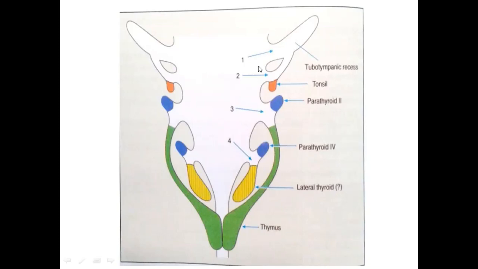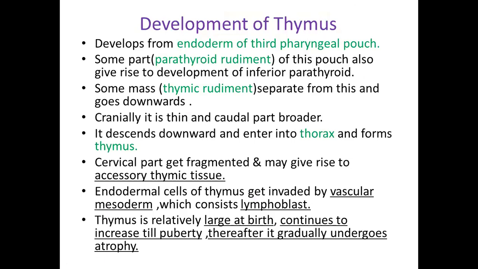So in this way, one should be able to draw this diagram and practice drawing it. This will explain the endodermal pouch derivatives. If there is a short note on endodermal pouches, one should be able to draw this diagram and explain all the structures derived from the various pouches. The development of the thymus we will see in the next lectures.